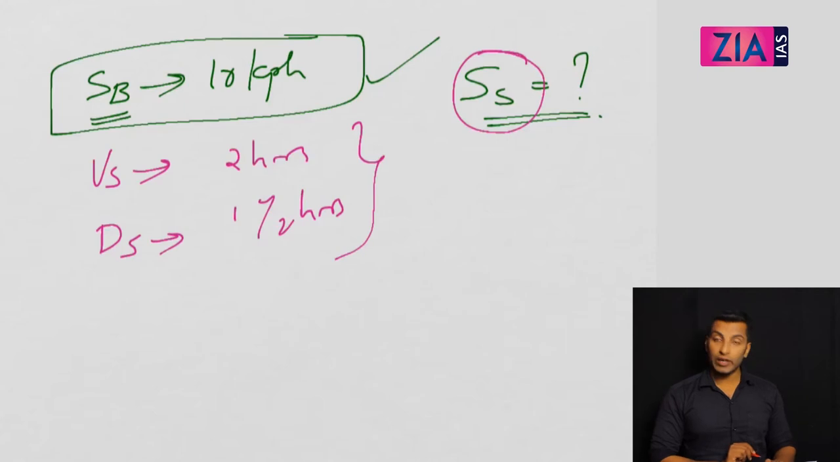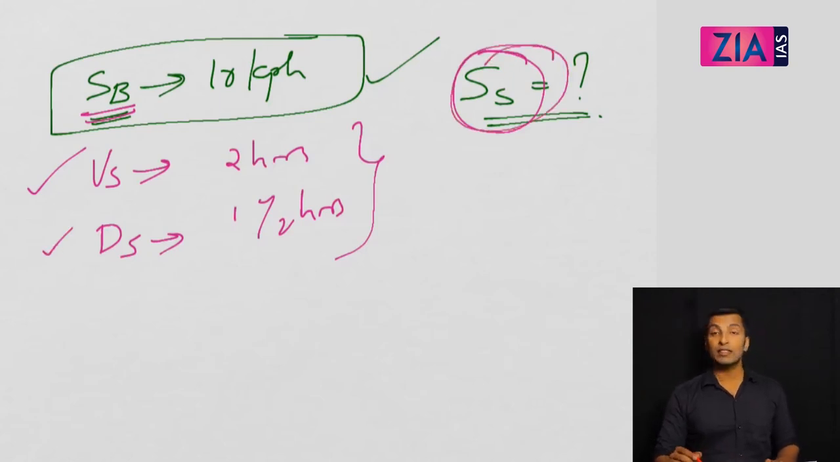Okay, so this is what is given. If you look at this question, the speed of the boat is given, the upstream time taken is given, the downstream time taken is given, and the speed of the stream is what they are asking. So this is a moderate question. Now here, how will you solve this question?